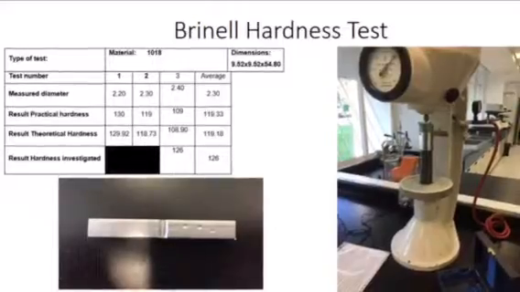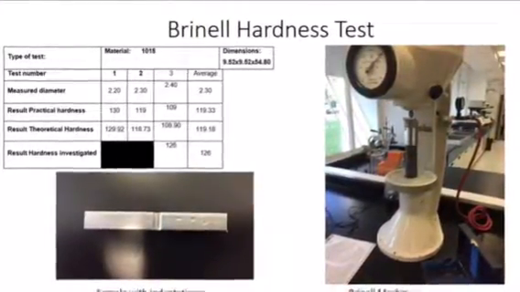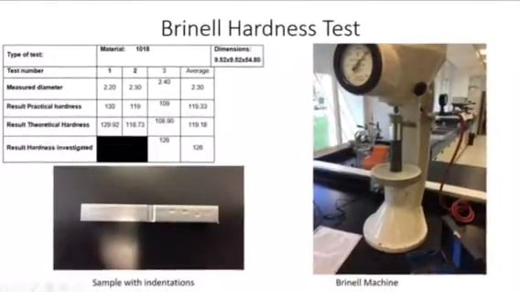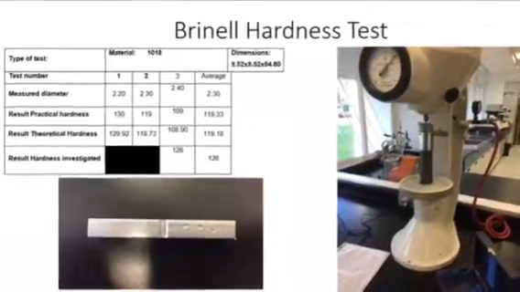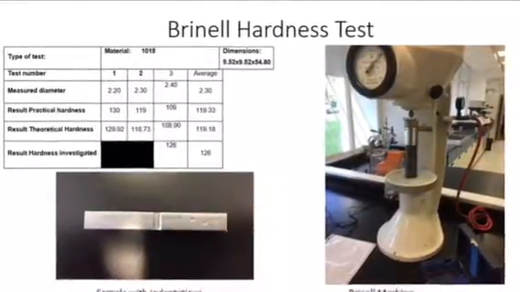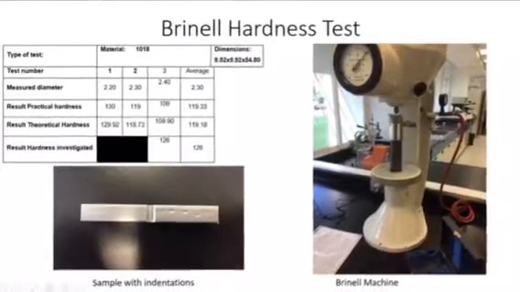The third test was a Brinell test, and also we can see in the image the sample with the small indentations. We can see that they are round indentations, and in the results, we can also see that they are very, very near to the investigated hardness.